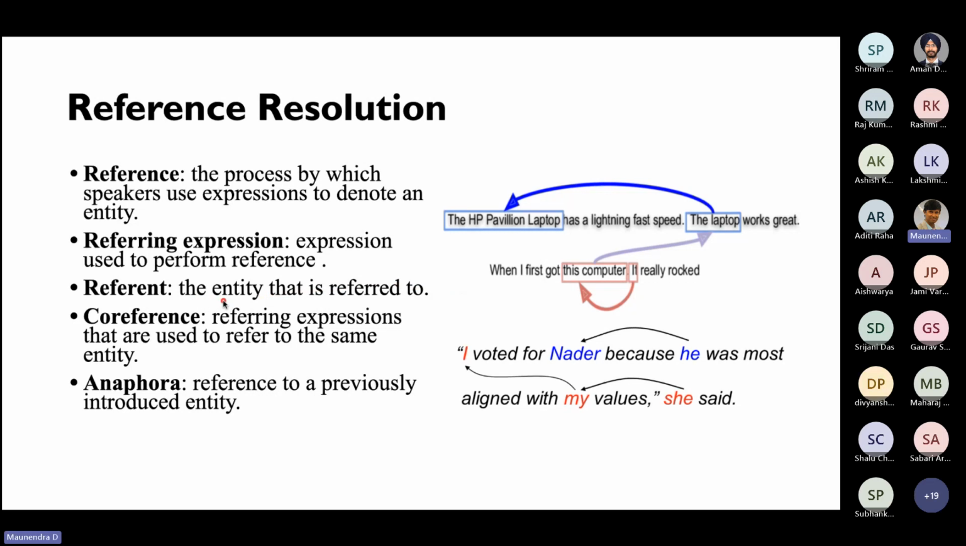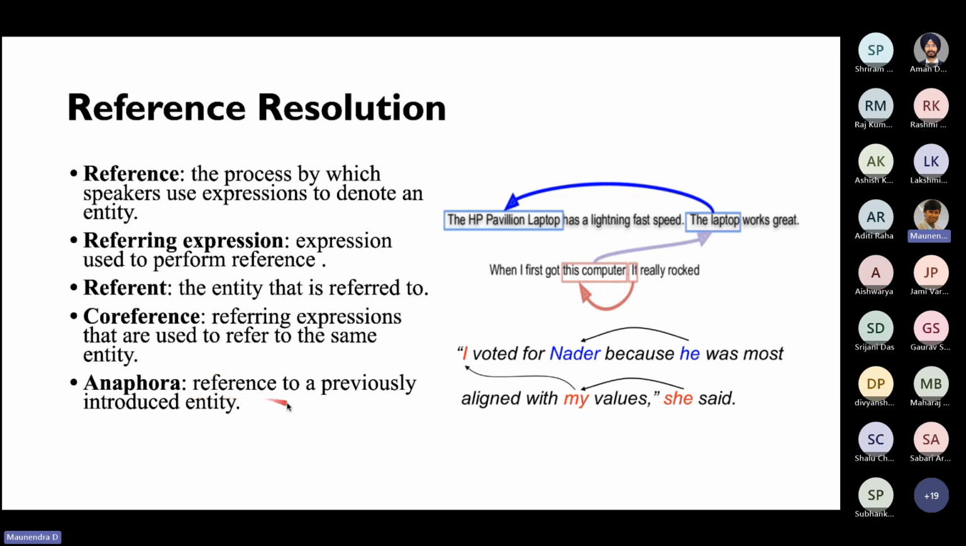For any referring expression, there are two different things. One is the referent, which is the entity that is being referred to, and the other one is the referring expression, which is this one. So like the head and tail of this reference. And co-reference is referring expressions that are used to refer to the same entity. So these four together will be a co-reference. Now this co-reference is typically a set.